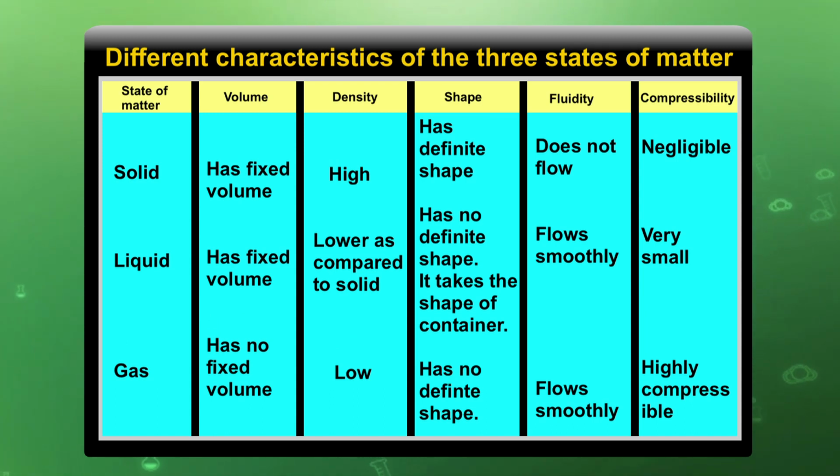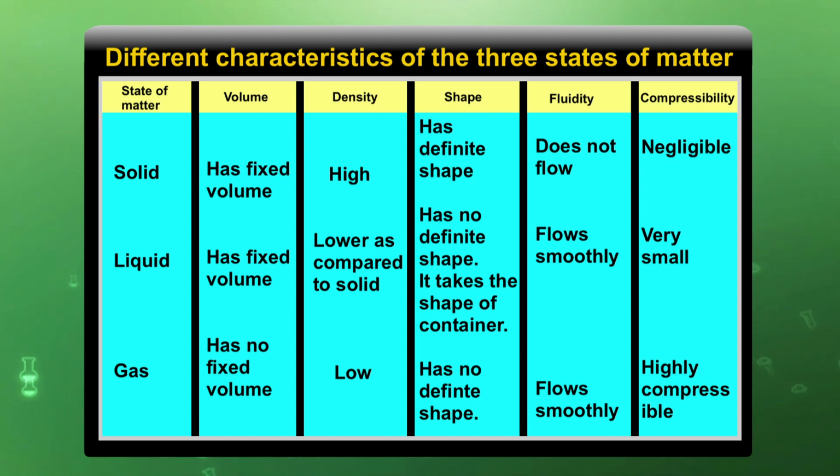In liquids also, we all observe that they have a fixed volume, and the density is low as compared to solids. The reason is that in liquids the molecular distance is a little larger as compared to solids. And the shape of a liquid depends just on the shape of the container.